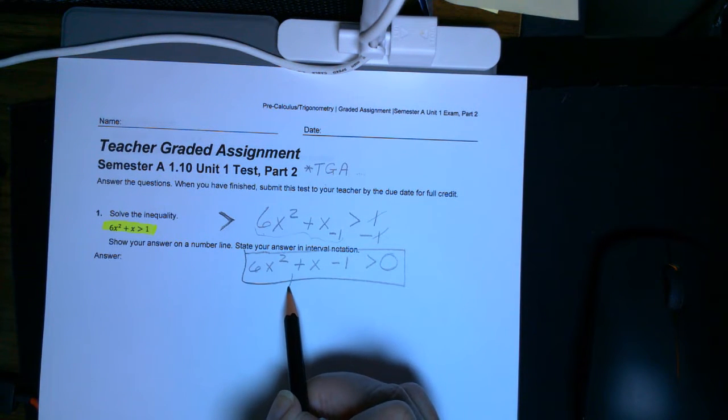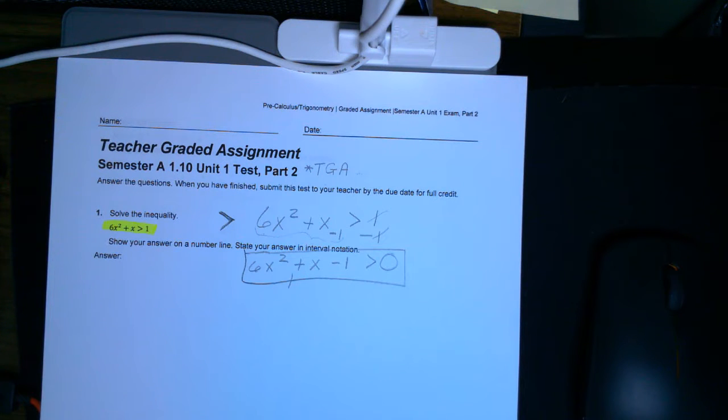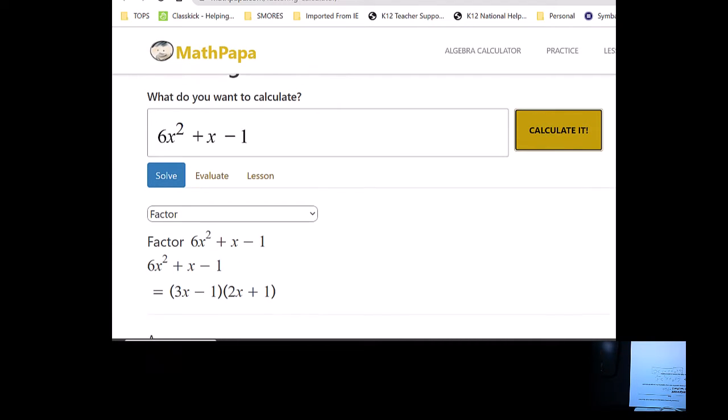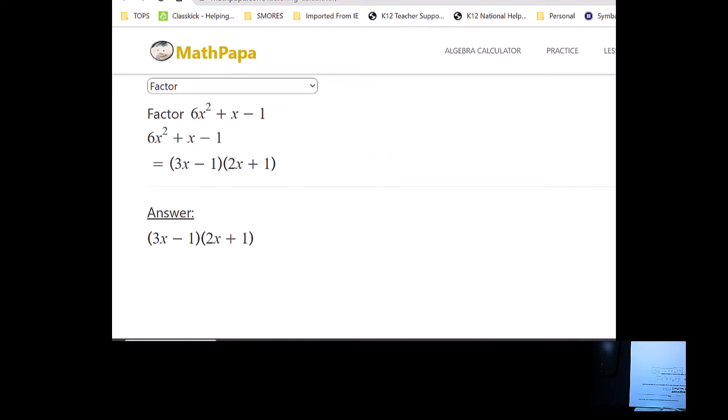We're going to factor the left-hand side, and I'm going to use a factoring calculator. You can see the Math Papa factoring calculator that I have saved for you in the I Can. We're going to put in 6x squared plus x minus 1, and then ask Math Papa to calculate it for us. That'll save you a little bit of time, and it'll show you the steps so you can double check your work. And we factor it into 3x minus 1 times 2x plus 1.